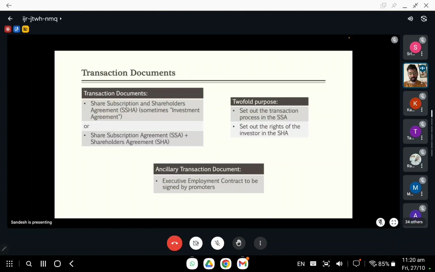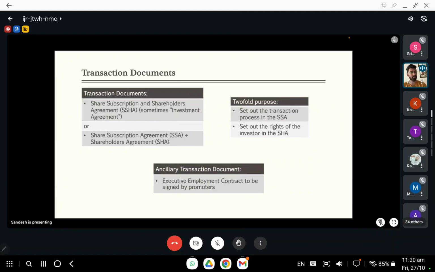The share subscription part is a procedural document. It lays down the process in which the company is going to hold the board meetings, allot the shares, and so on. After the shares are given, what are the actions they need to take? Before the shares are given, what are the actions we need to take?